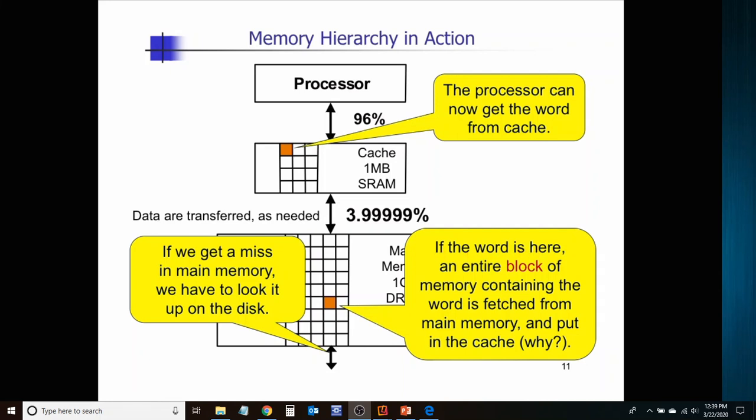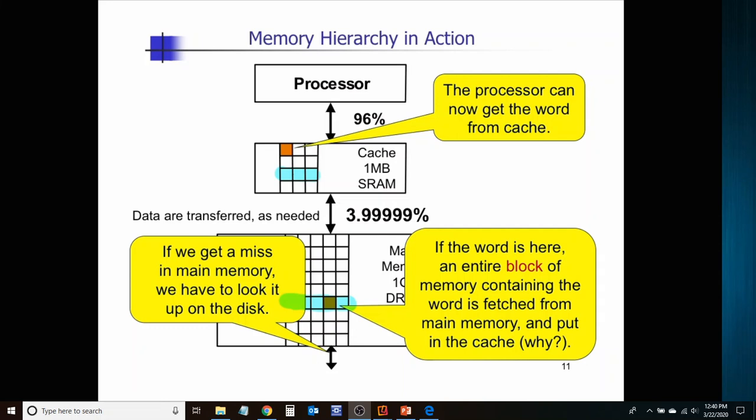If the word is here, an entire block of memory containing the word is fetched from the main memory and put in the cache. So we don't get just one word, we are going to get the entire block. Let me highlight this blue. We are going to get the entire block, and we are going to replace the entire block in, say for example, over here.